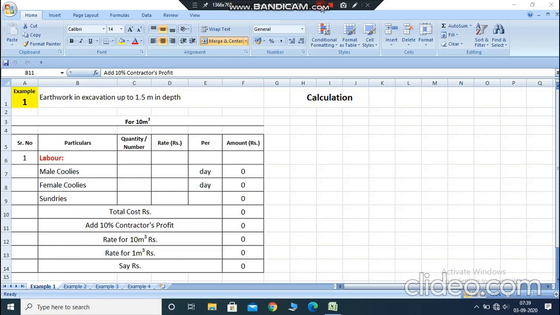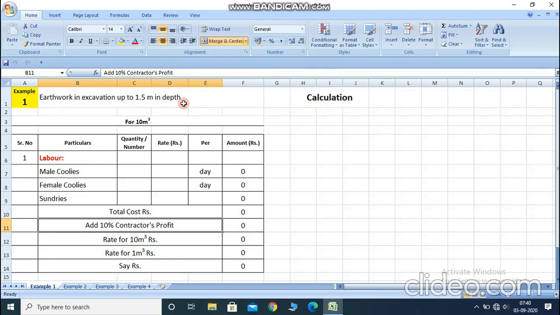So in example number 1 we discuss earthwork in excavation up to 1.5 meter in depth. Here the rate analysis is the summation of material plus labor cost plus 1.5% water charges and 10% contractor profit. So we get the total rate of the particular item per quantity in rupees.